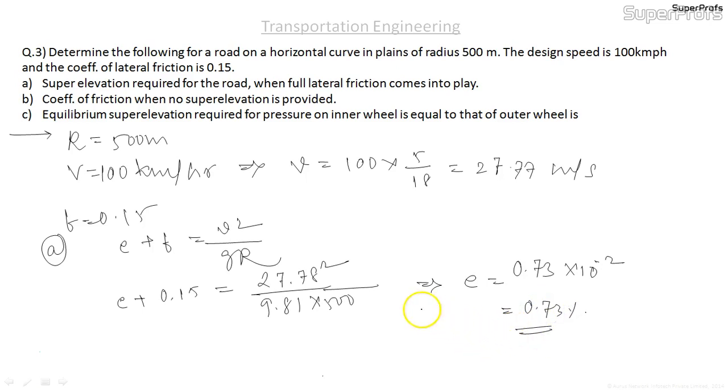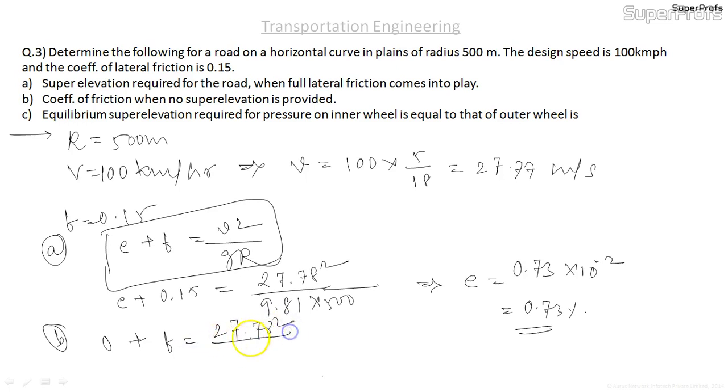Moving on to question B, they are asking the coefficient of friction when no super elevation is provided. Using our basic formula, with no super elevation, that is e equal to 0, and f is what, with V as 27.78 square upon 9.81 into 500, the same thing, the calculated f is 0.157. Just a very simple question, guys.